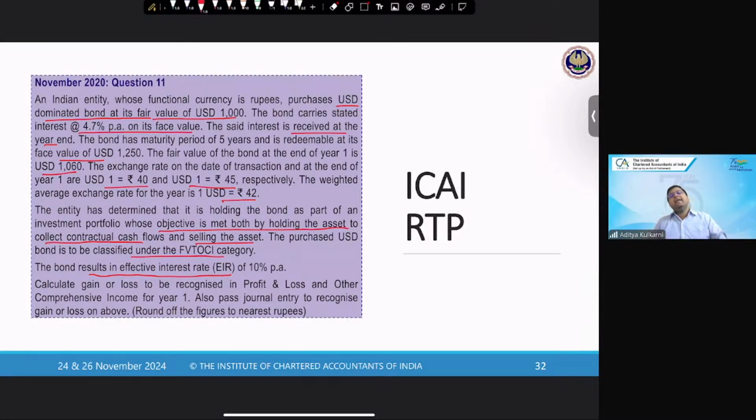So there it has identified certain business models. You can see this paragraph defines the business model. What is the business model? The business model is that it is holding the bond whose objective is met both by holding the asset to collect contractual cash flows. A fixed deposit. Tell me one thing. What is a fixed deposit? In a fixed deposit, what are the cash flows you can get?